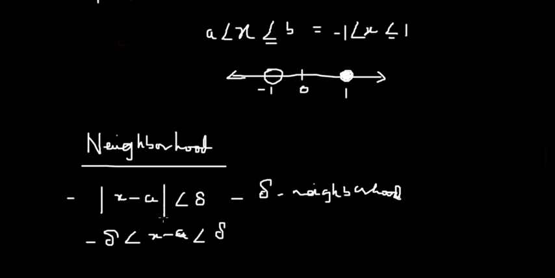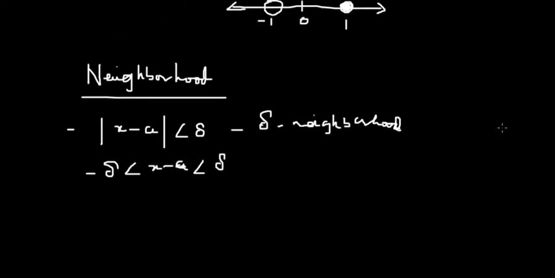Now when we make the main value the subject, that's x the subject, we move a to the other side. So we have x greater than a minus delta, and less than a plus delta. When you move negative a over here, you end up with positive a. From here you can notice that we have our neighborhood represented in the form of an interval.